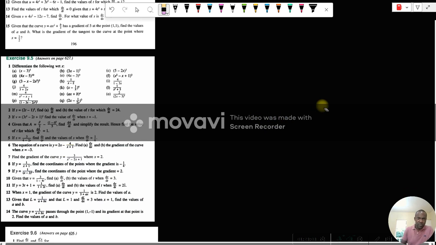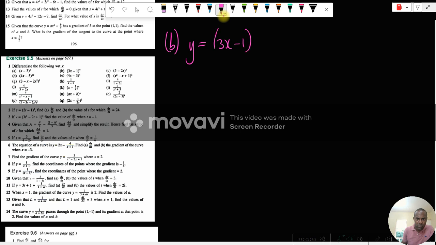All right, so look at the same few ones that we looked at. For instance, we're going to start with B. So we're going to say y equals (3x minus 1) to the power of 7. So pay close attention now. I'm just going to say dy by dx equals. Now the first, I'm going to treat this like a regular power of x. I'm going to bring the power down, multiply by it, then reduce the power by 1. So it becomes 7 (3x minus 1) to the power of 6. So that is the first part.